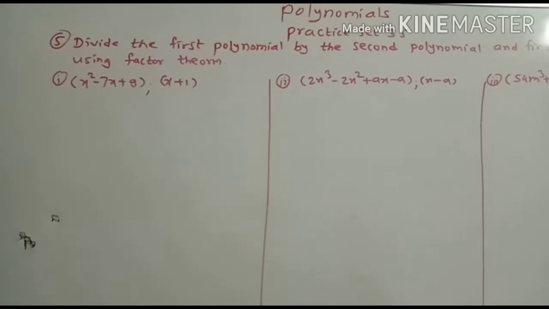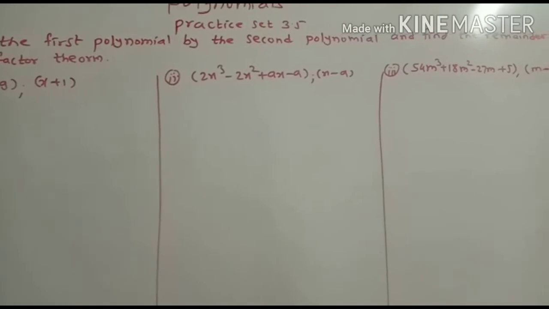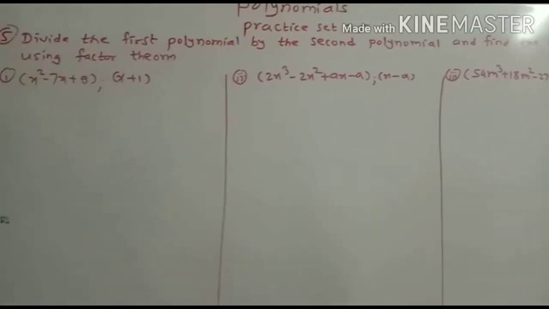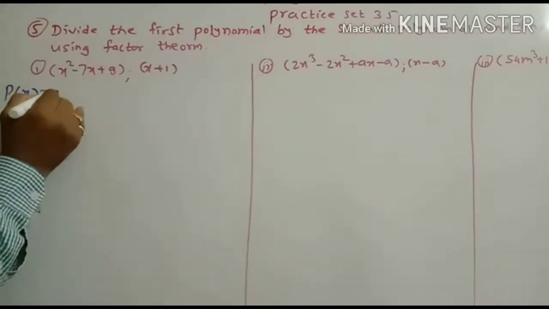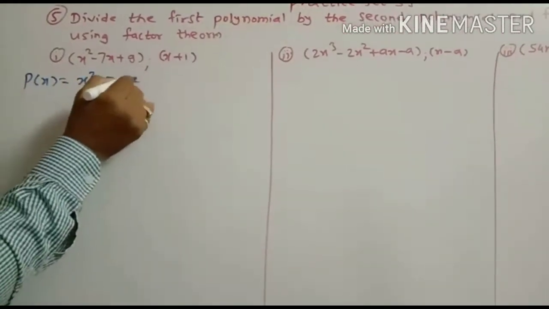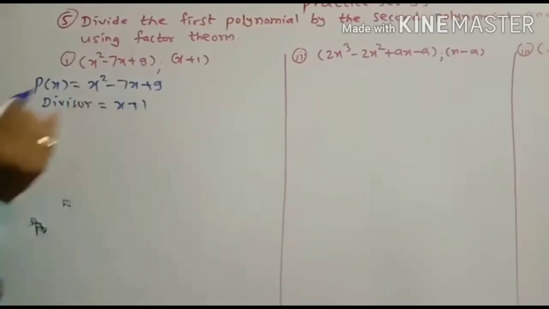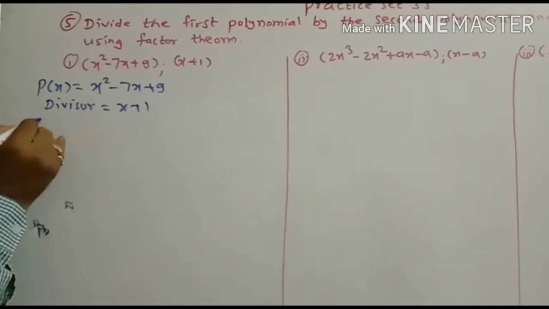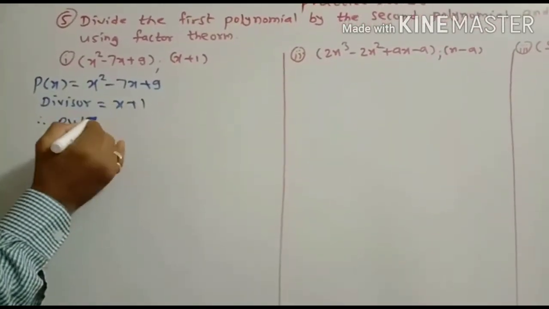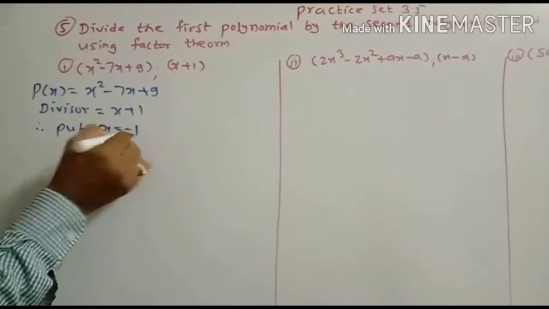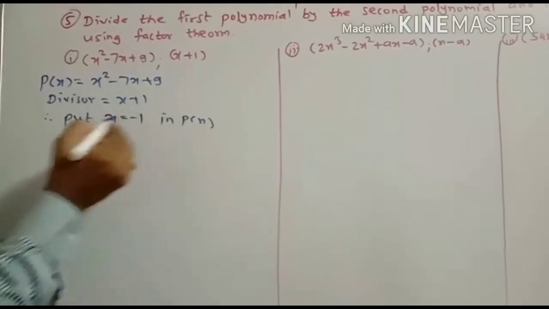Next example is divide the first polynomial by the second polynomial and find the remainder using the remainder theorem. That is, the first polynomial we consider as p of x, here x square minus 7x plus 9. Second polynomial is the divisor, which is given x plus 1. Now therefore we put the opposite of the constant term of the divisor, plus 1, which is minus 1, and therefore we put x is equal to minus 1 in p of x.